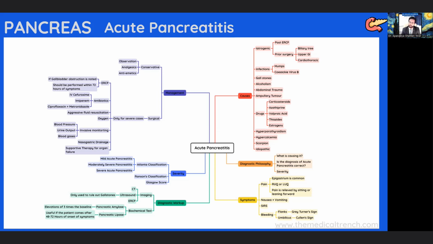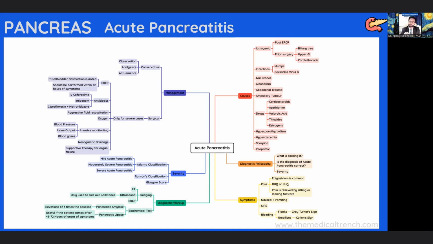It's just the way you think about coming to a diagnosis. So when you think that a patient has acute pancreatitis, the first thing you need to do is ask what is causing the acute pancreatitis, because you are going to try to treat the etiology. So the same thing you do with cholecystitis as well. You treat the underlying problem.